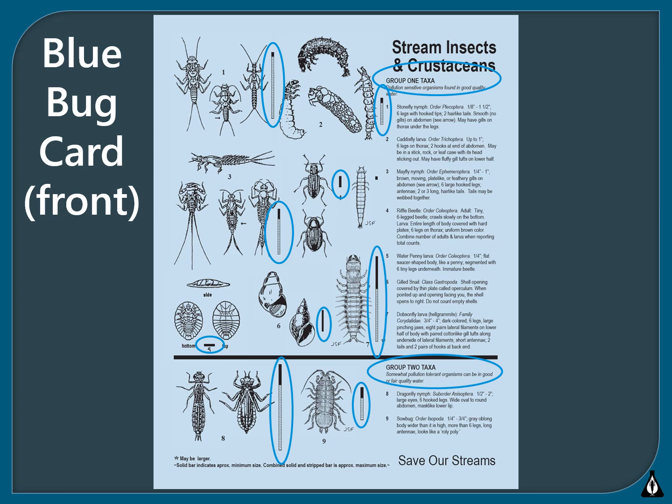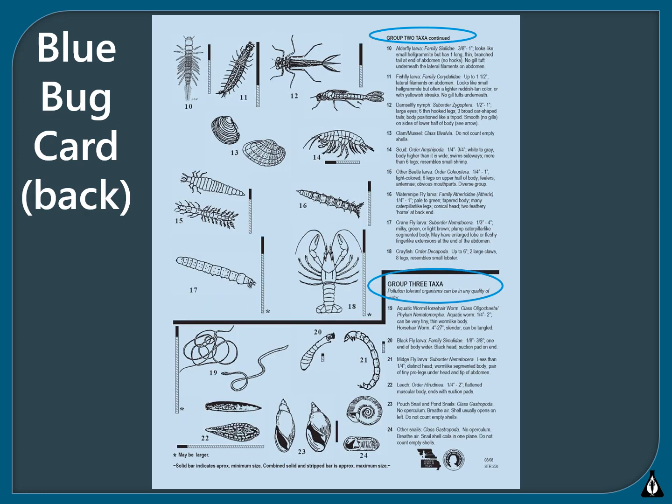Group 3 is pollution tolerant and can be found on the back side. There are size bars located next to the taxa of invertebrates. The full bar shows the maximum size, and the black portion of the bar shows the average size. Here is the backside of the blue bug card, showing the remaining Group 2 taxa and Group 3 taxa.